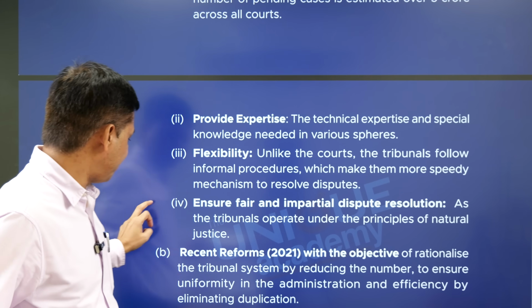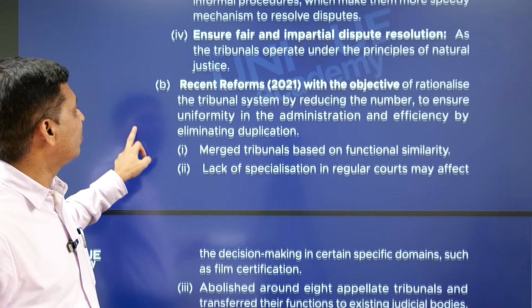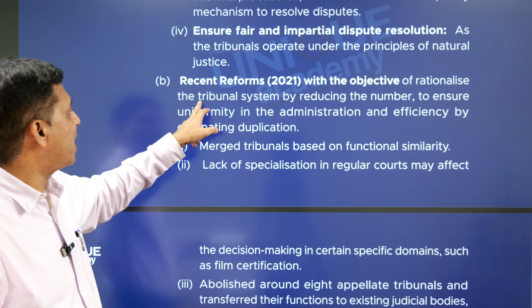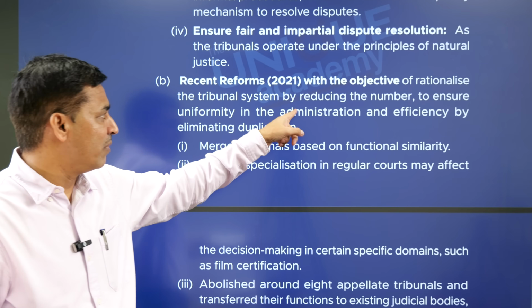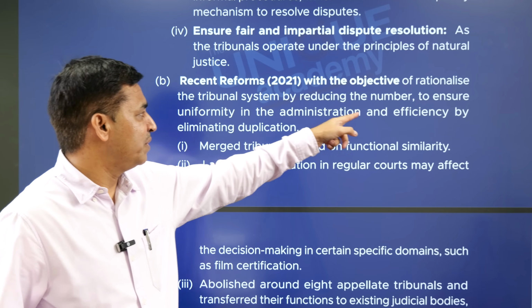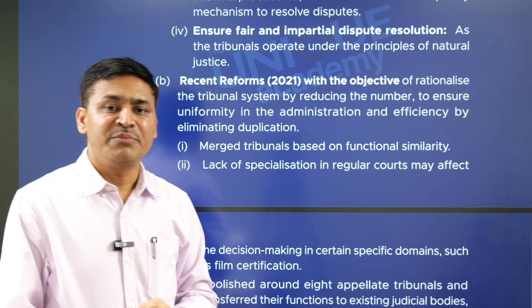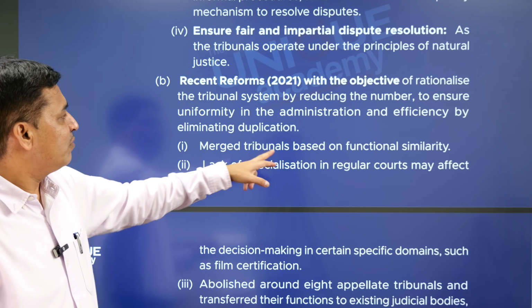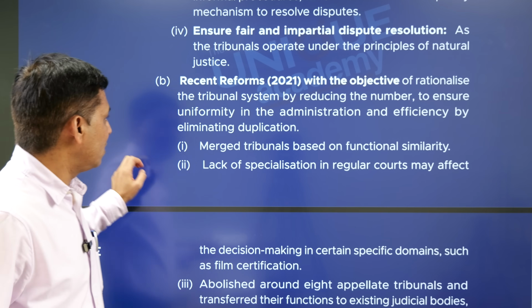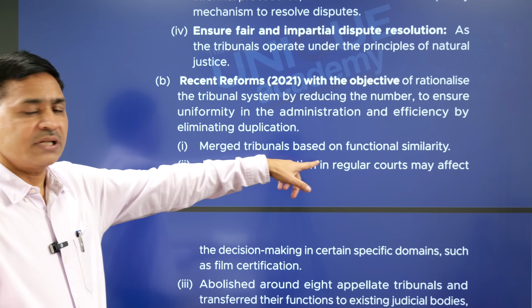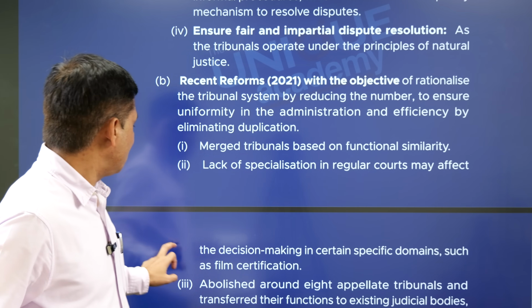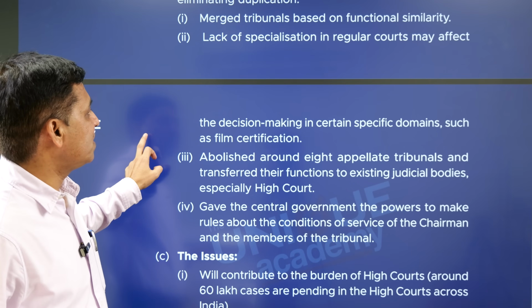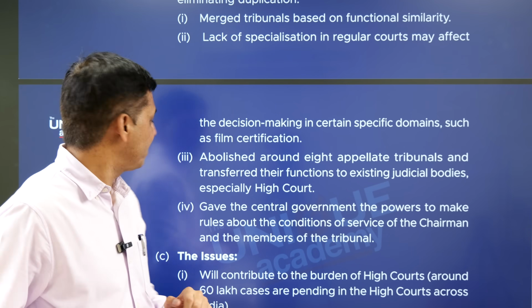Now, taking it forward, the recent reforms have the objectives to rationalize the tribunal system by reducing the number, to ensure uniformity in administration and efficiency by eliminating duplication. So we have also pointed it out. Merge tribunals based on the functional similarity. Lack of specialization in regular court may affect the decision making in certain specific domains, such as the film certification.